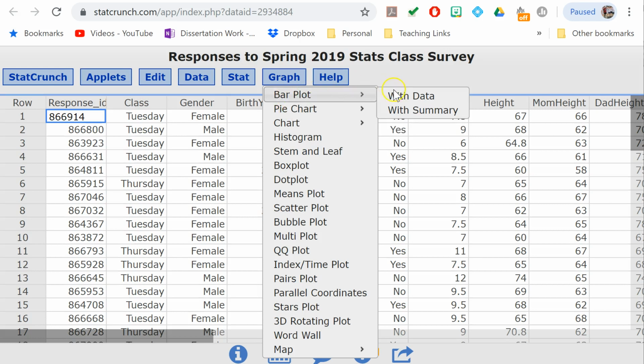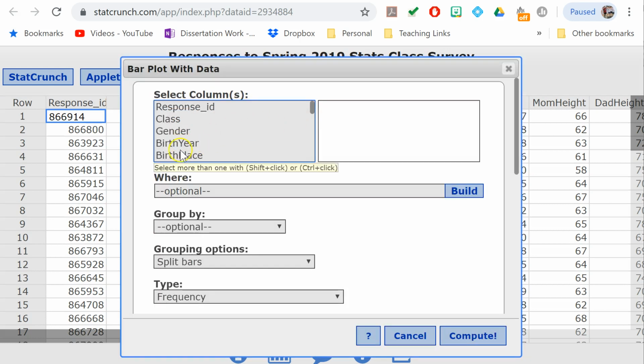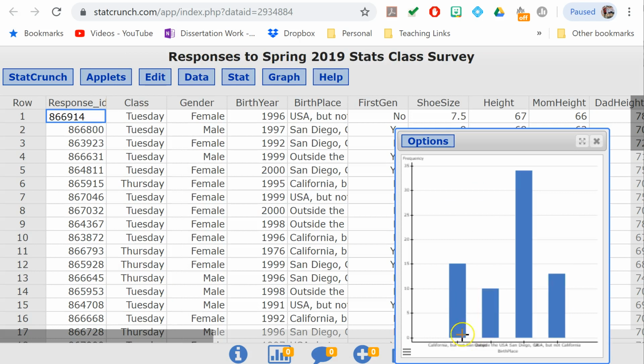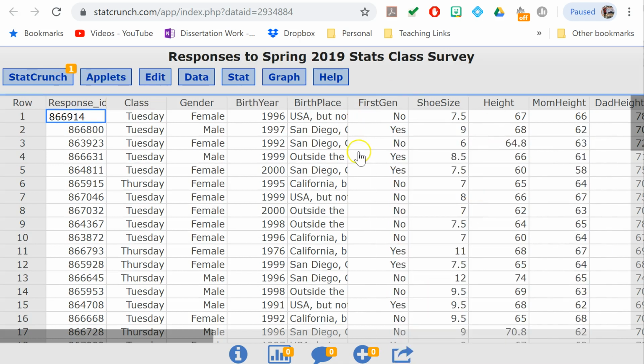I'll do a bar plot of birthplace. I'm pretty sure this is pretty uneven. Yes, we have a lot more students who are born in San Diego than anywhere else. California is next, then the US, and then we have the smallest number of international students. So if we're going to do that, let's say we're interested in how the different places people are born influence what class they end up taking.